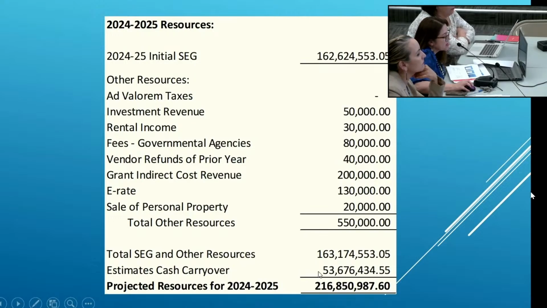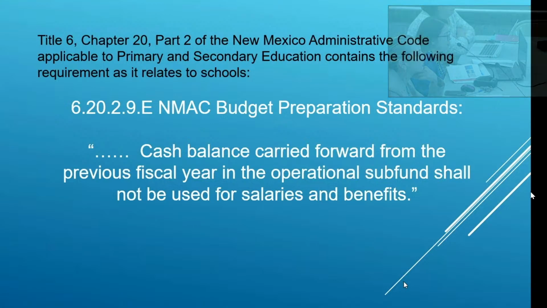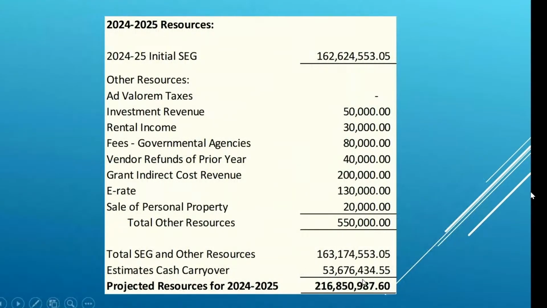We estimate a cash carryover of $53.6 million. So our total budgeted expenditures for the year will be $216,850,987.60. And then just a reminder that when it comes to cash balance, there is an administrative code or a statute that says that cash balance carried over from the prior fiscal year in the operational fund subfund shall not be used for salaries and benefits. And so when you read this, what that is referring to is this amount here, this $53.6 million.